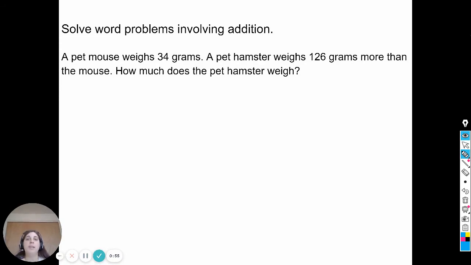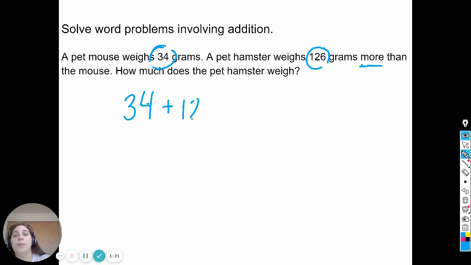This word problem is involving addition. A pet mouse weighs 34 grams. A pet hamster weighs 126 grams more than the mouse. How much does the pet hamster weigh? Well, we know he weighs more, so we know that's addition. So we have 34 plus 126.